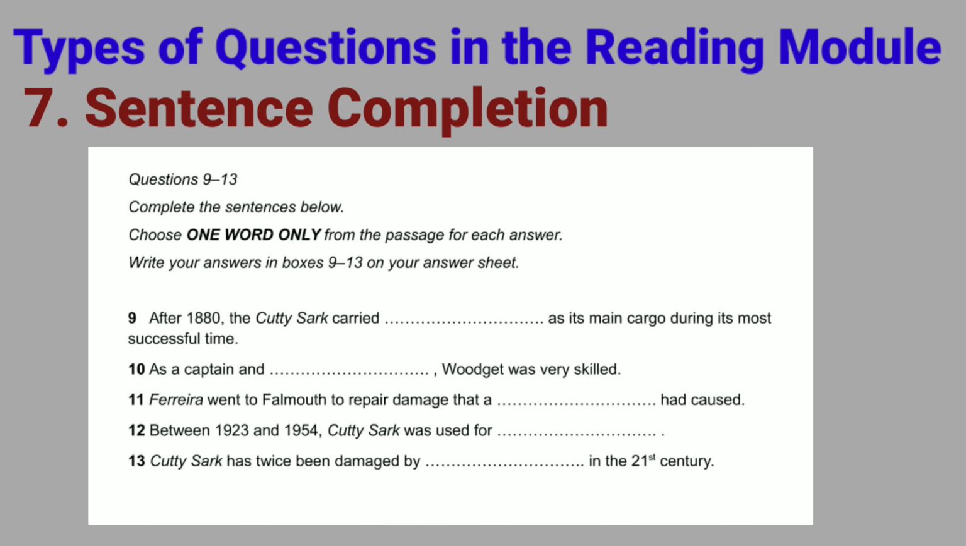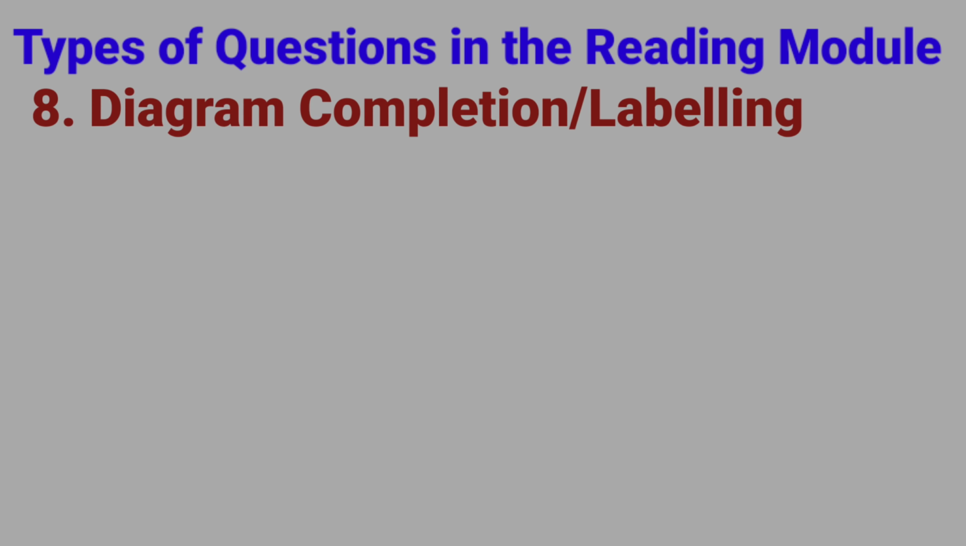Here is an example of sentence completion. Questions 9 to 13, complete the sentences below. Choose one word only from the passage for each answer and write your answers in boxes 9 to 13 on your answer sheet. The next type of question is diagram completion, or diagram labeling.